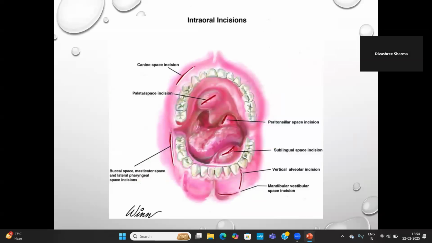These are the intraoral incision sites. If there is a canine space infection, we would give this vestibular incision above the canine and the premolar tooth. For the palatal space infection, this incision is given. Peritonsillar space infection, this incision is given. Sublingual space, we discussed, can be drained intraorally through this incision placed in the lingual vestibule, but it does not establish a dependent drainage. Okay.